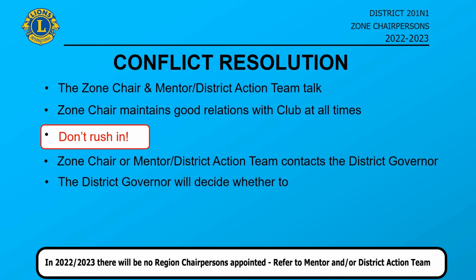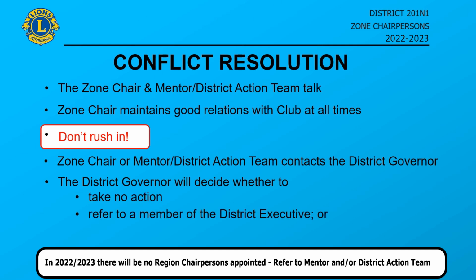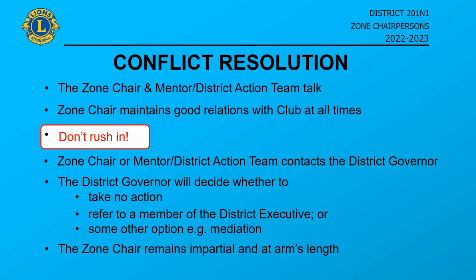The district governor may decide to take no action, but is likely to refer things to the region chair, or there could be other options and qualified people available. The zone chair is impartial and keeps at arm's length. She has to remain everyone's mate.